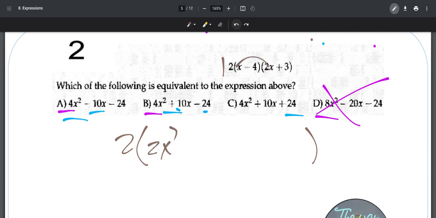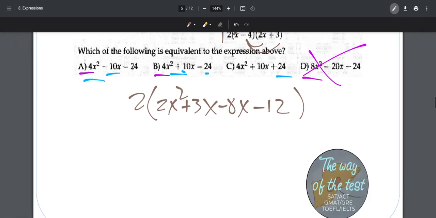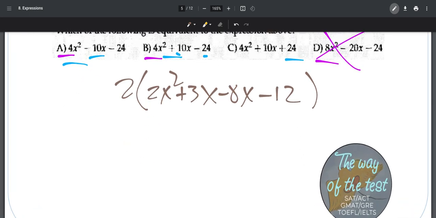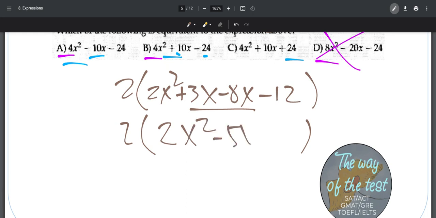Sorry about this, 2x squared. And they have x times 3 plus 3x. Okay, and they have negative 4 times 2x minus 8x, and finally negative 4 times 3 minus 12. Before I multiply times 2, I'm going to reduce the expression I have inside the parentheses. I'm going to put the x and x together, so I have 2x squared plus 3x minus 8x will be minus 5x minus 12. Perfect.